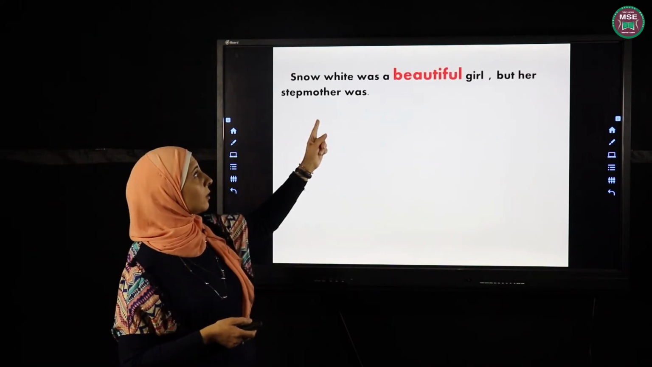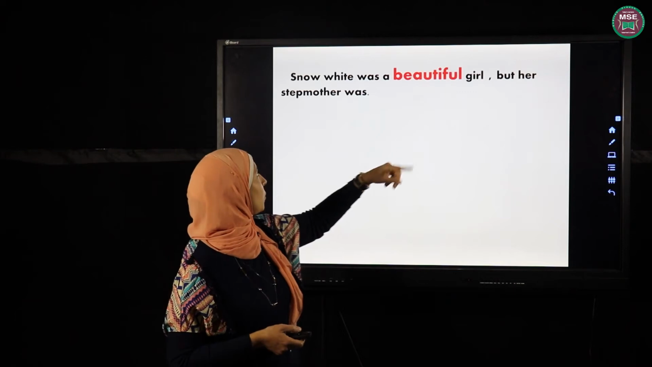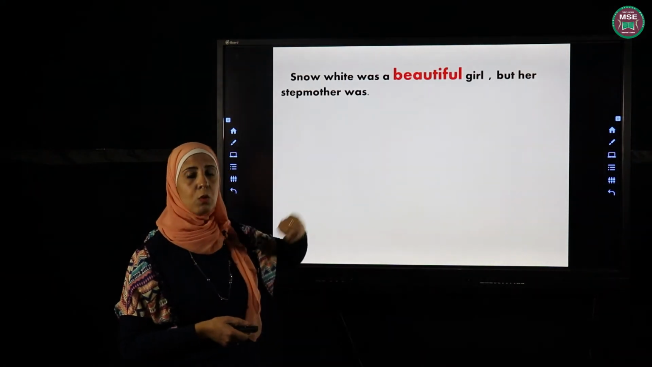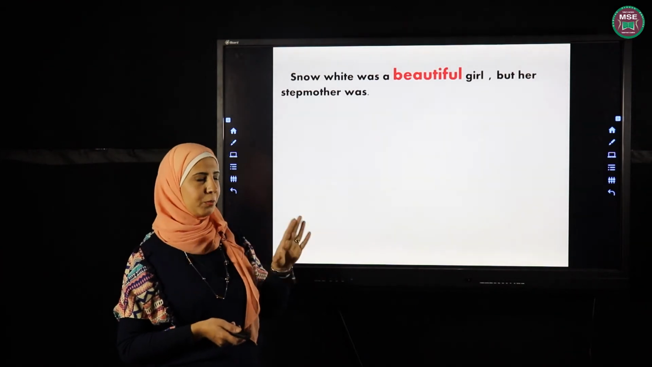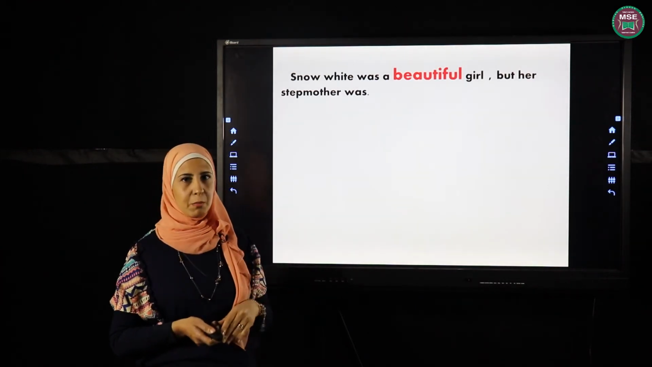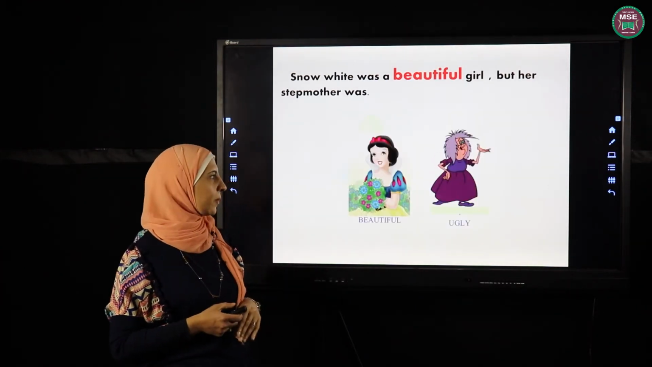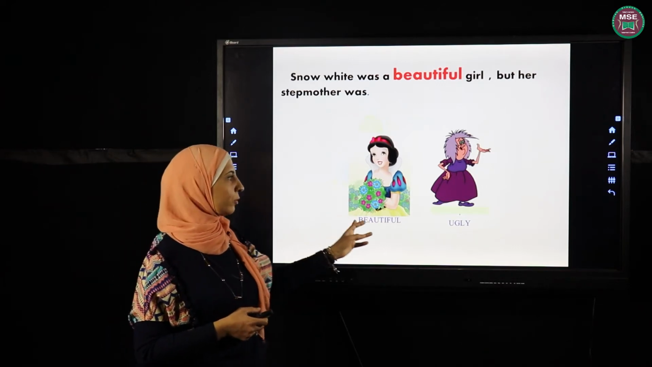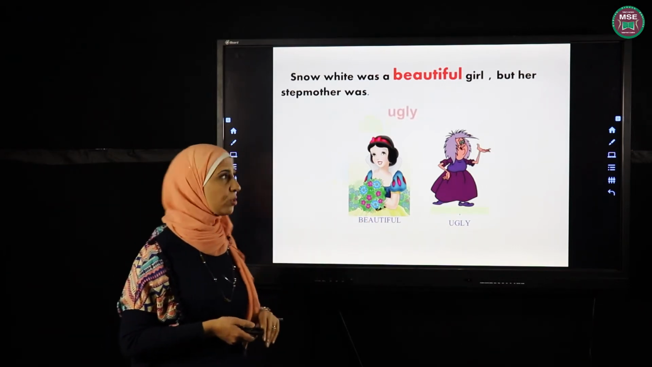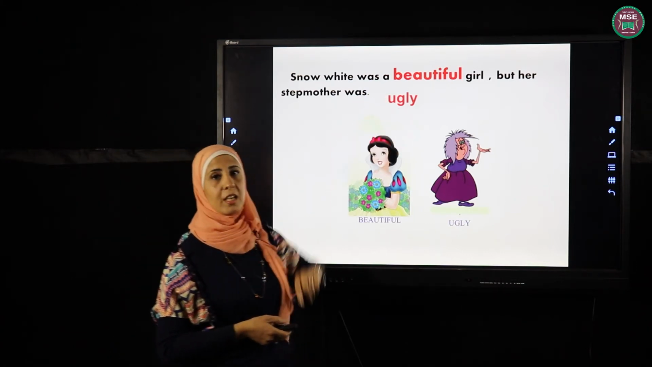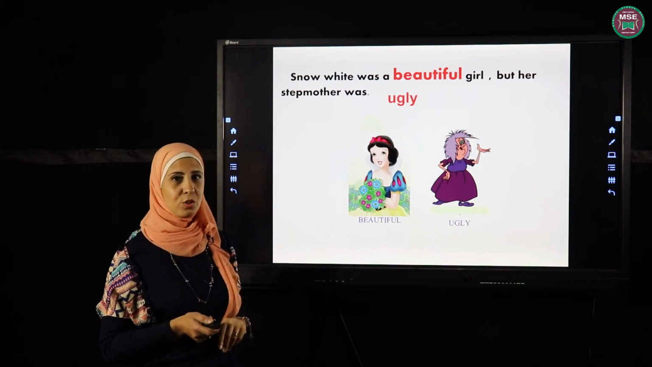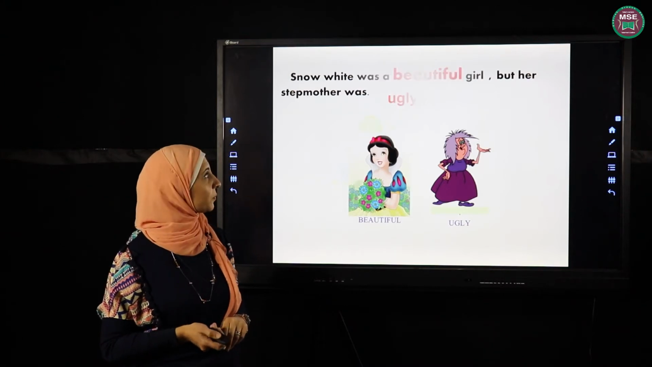Okay, Snow White was a beautiful girl, but her stepmother was... Do you know the story of Snow White? She was a very beautiful girl, but her stepmother was... The picture may help. Yes, beautiful, ugly. Good job, guys. Ugly is the opposite or the antonym of the adjective beautiful. Good job. Ready for the next?